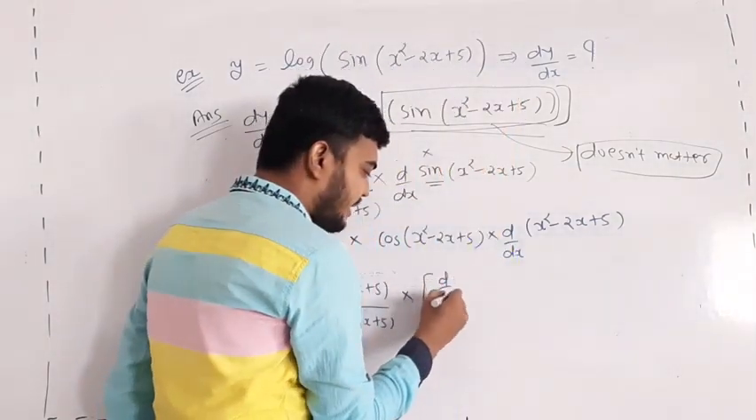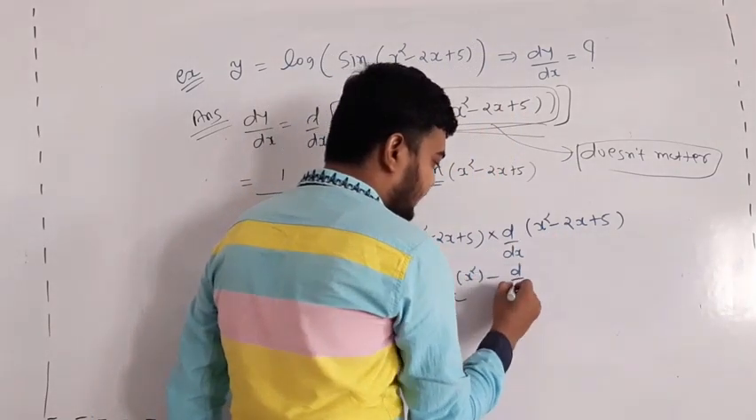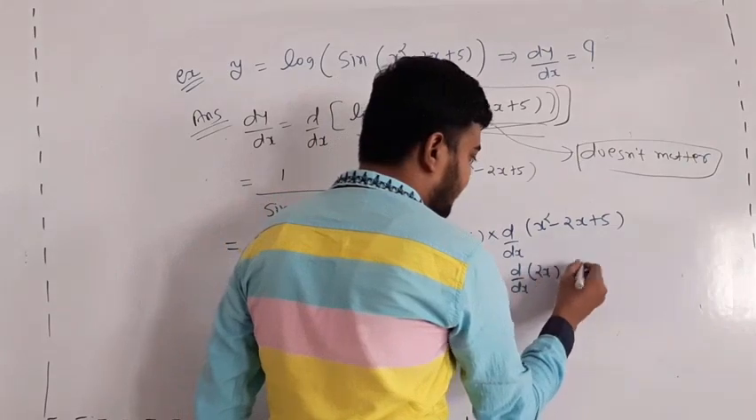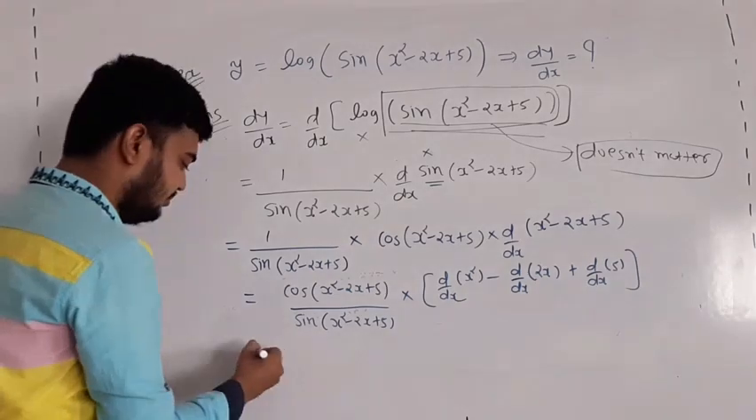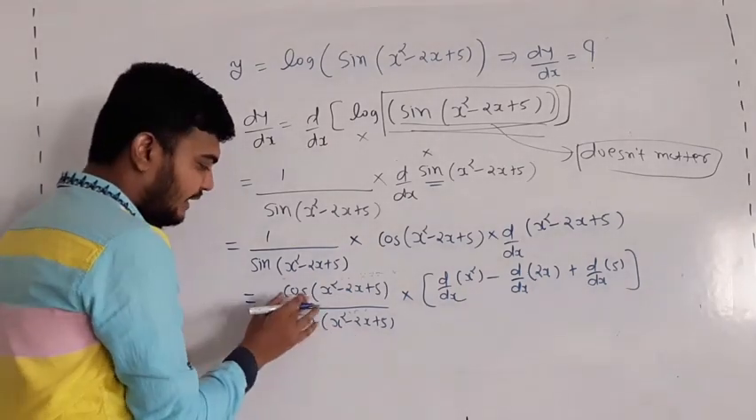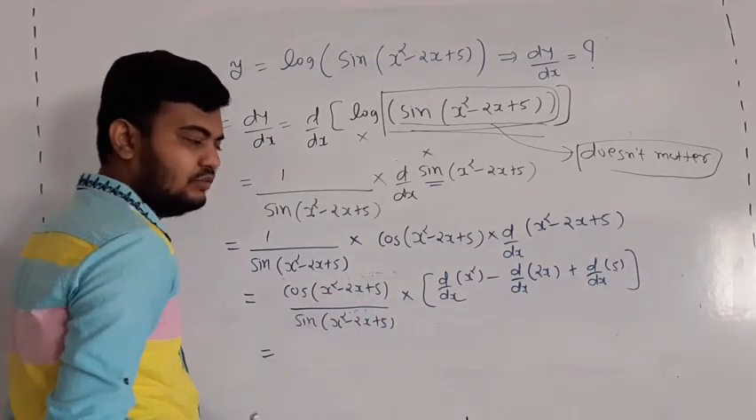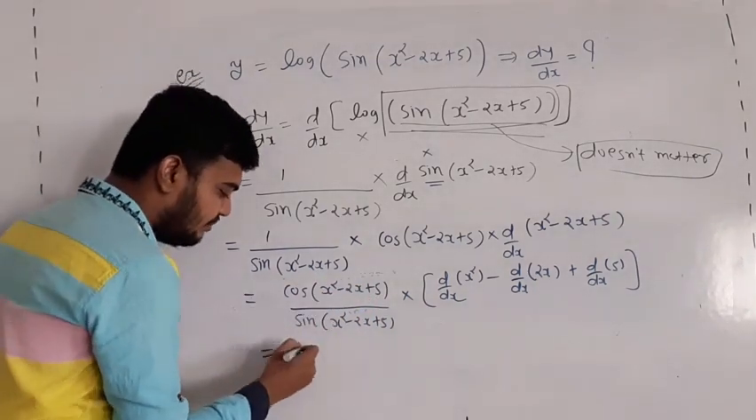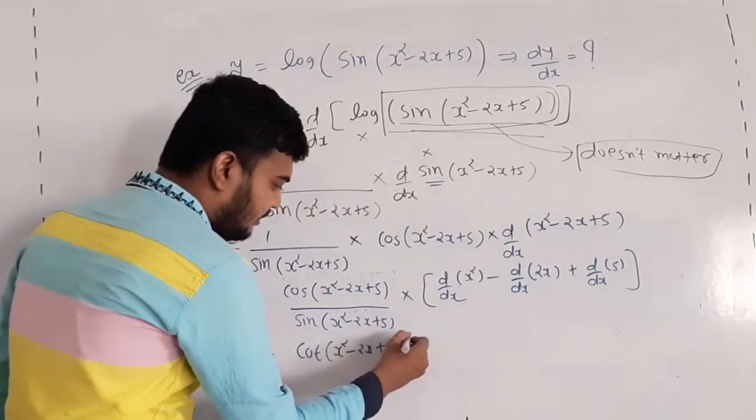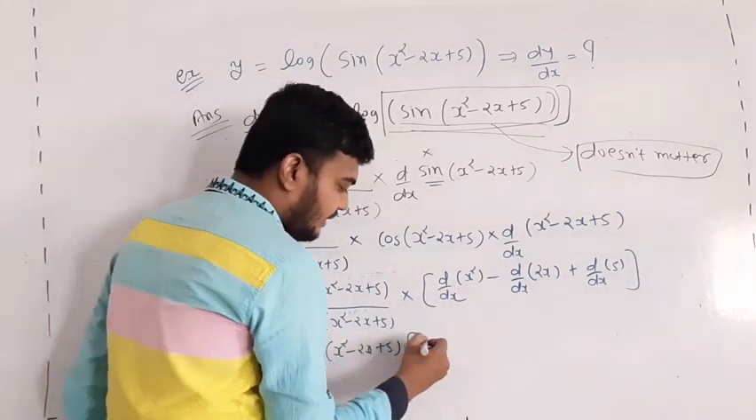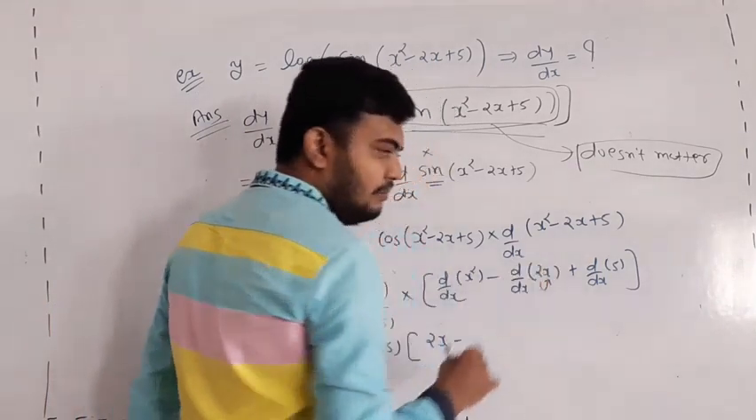Then d by dx of x square minus d by dx of 2x plus d by dx of 5. Now here the angle is the same. The angle of cos is x square minus 2x plus 5 and the angle of sine is x square minus 2x plus 5. So the angle is the same, so cos upon sine becomes cot. So cot of x square minus 2x plus 5 cross d by dx of x square is 2x minus, here 2 is multiplied with x.